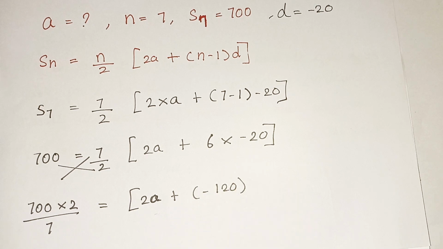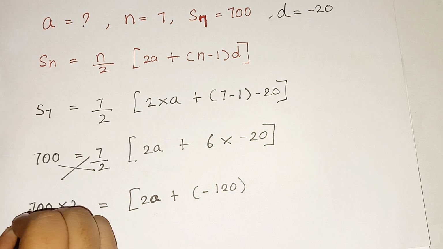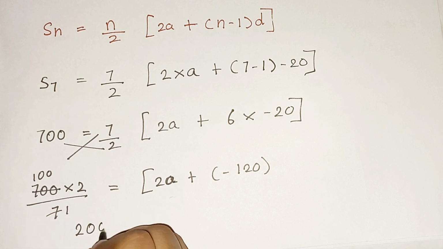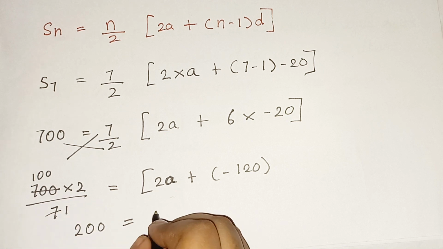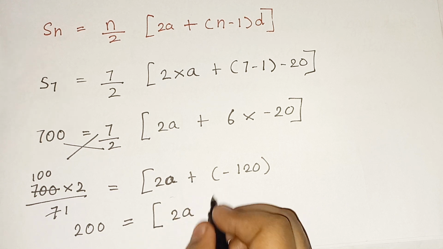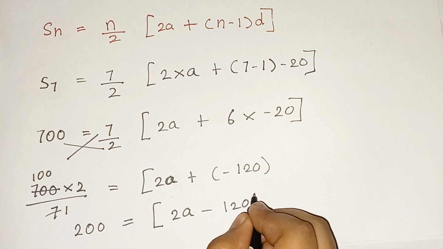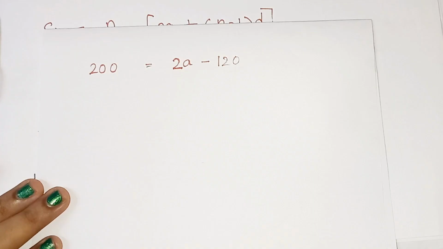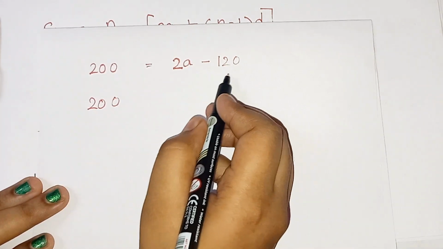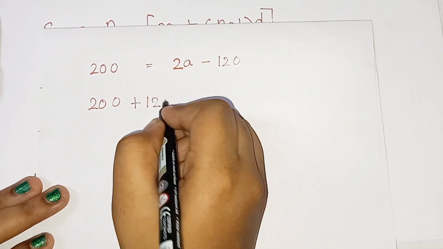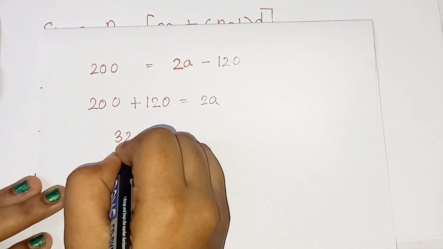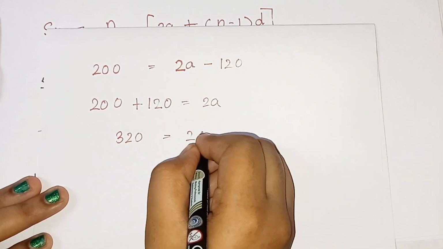minus 120. Okay, so now we can cancel 7 and 7, 100. So 100 into 2 is 200, is equal to 2a plus into minus 120. Okay guys, so now I have this value. So 200, here it is minus 120, when it comes to this side it changes into plus 120, is equal to 2a. Okay, so when we just add them, we get 320 is equal to 2a.